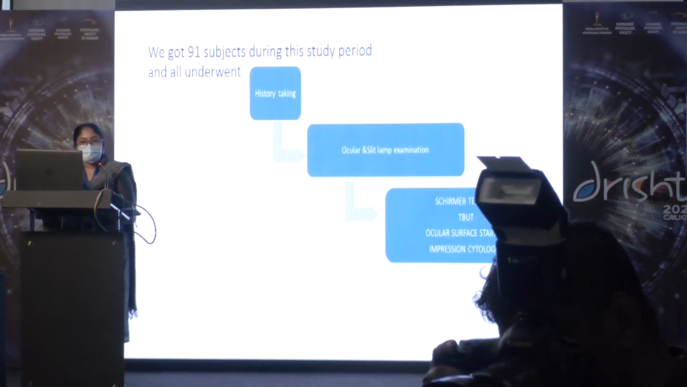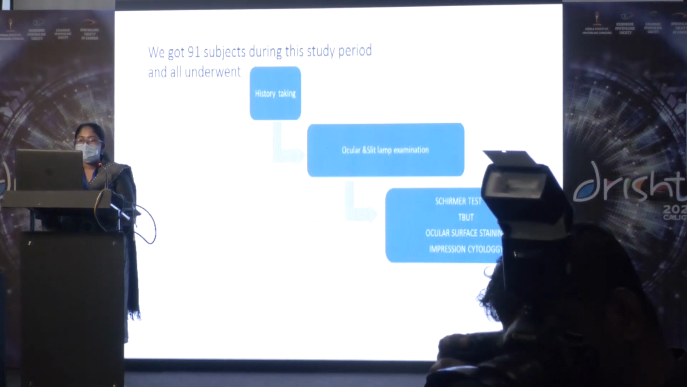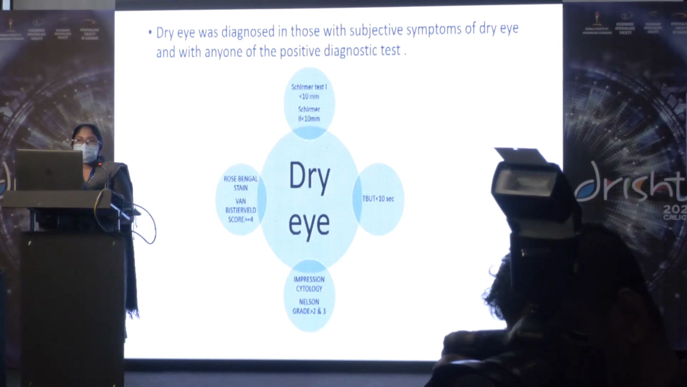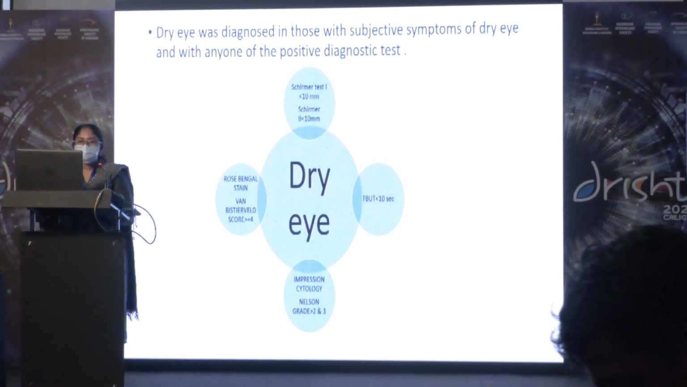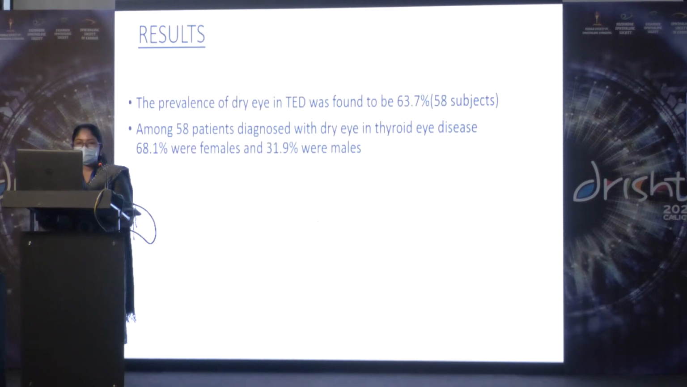We got 91 subjects during the study period, and all underwent sequential history taking, detailed ocular slit lamp examination and dry eye evaluation tests like Schirmer test 1 and 2, tear film breakup time, ocular surface staining and impression cytology. Dry eye was diagnosed in those with subjective symptoms of dry eye and any one of the positive diagnostic tests: Schirmer test less than 10, tear breakup time less than 10 seconds, impression cytology grade according to the Nelson criteria more than 2 and 3, and Rose Bengal stain with the van Bijsterveld score more than or equal to 4.